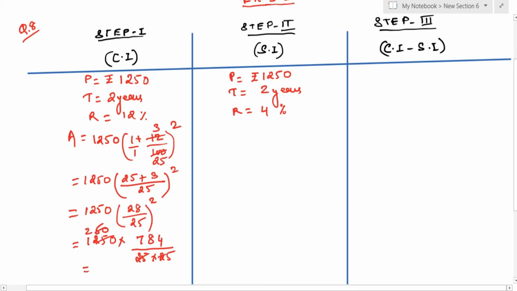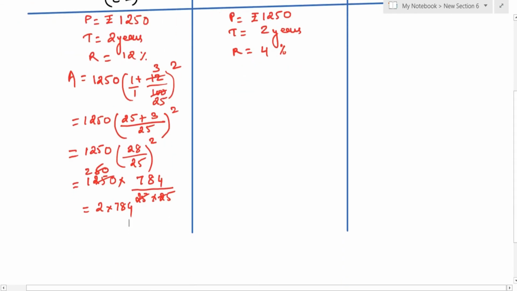So what is the amount? The amount is double of 784. Now what is double of 784? Double of 784 is 1568. So we got our amount. The amount is 1568. This is the amount.